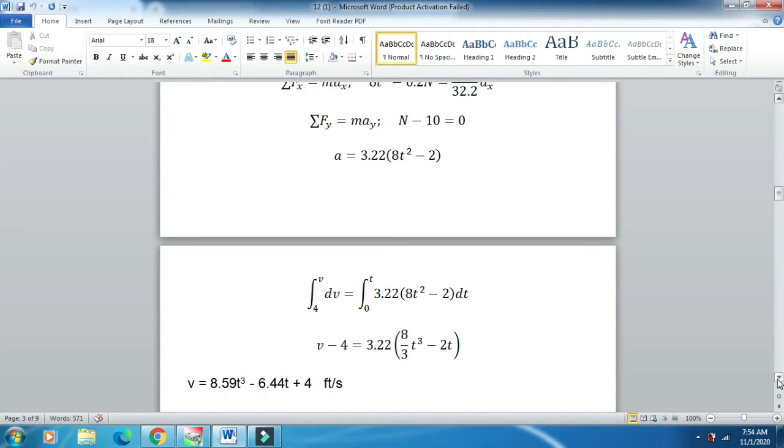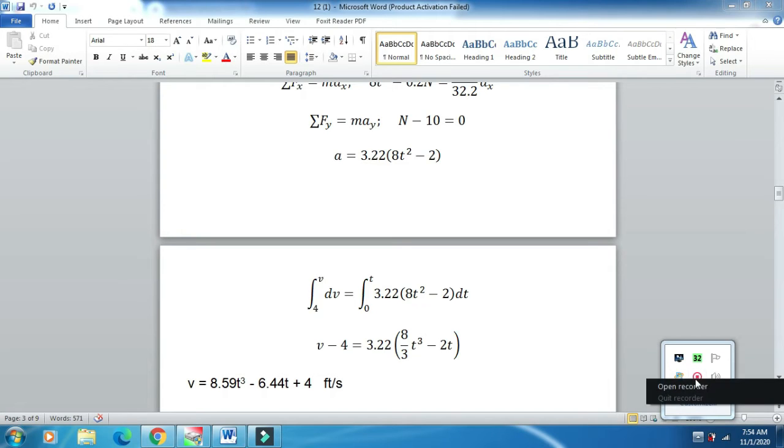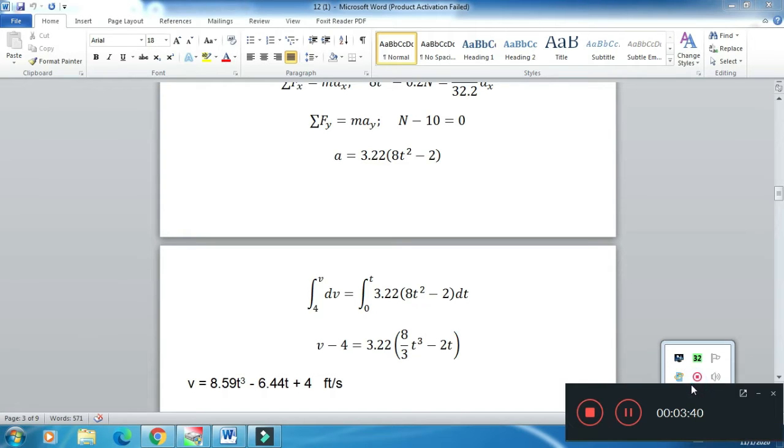According to kinematic equation, a equal to dv over dt, or integral dv is equal to integral a dt. Instead of a, we write 3.22 times 8t square minus 2. The initial velocity is 4, so lower limit is 4, the upper limit is variable. So after integration and solving, we get velocity in terms of time.